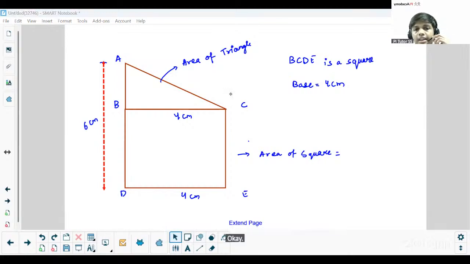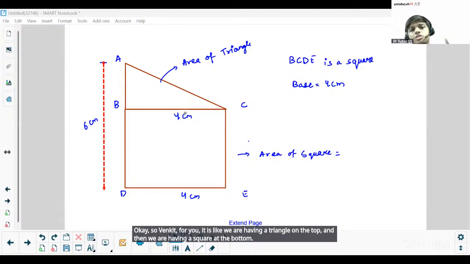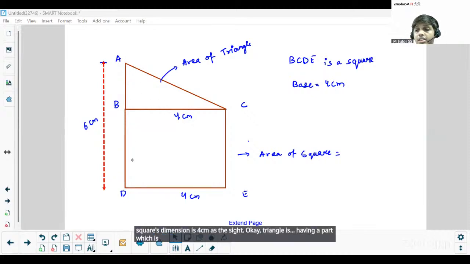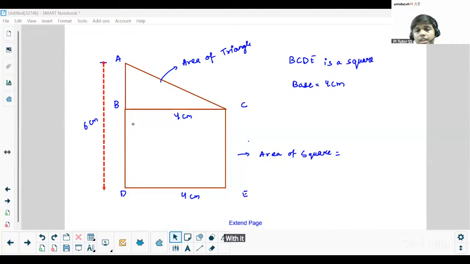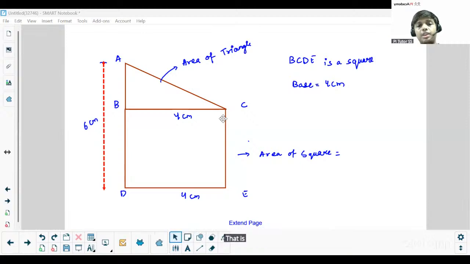So Venkat, for you, we are having a triangle on the top and then a square at the bottom. The square's dimension is 4 centimeters as the side. The triangle has a part which is attached to the square, and you have to identify what should be the height of the triangle altogether. With the help of that, you need to identify what should be the area of the entire compound shape. That is what we are trying to figure out.